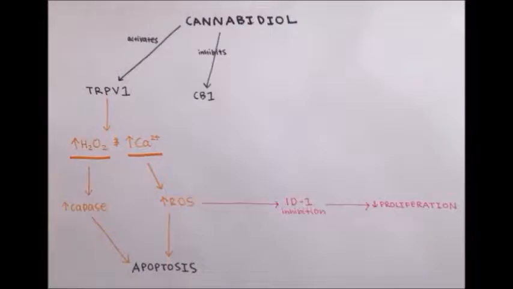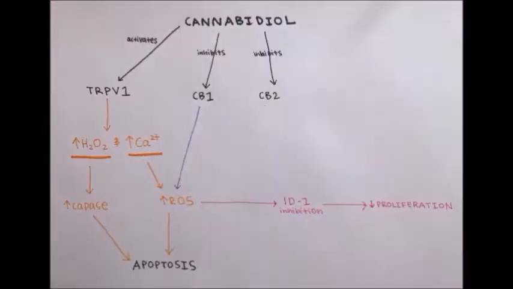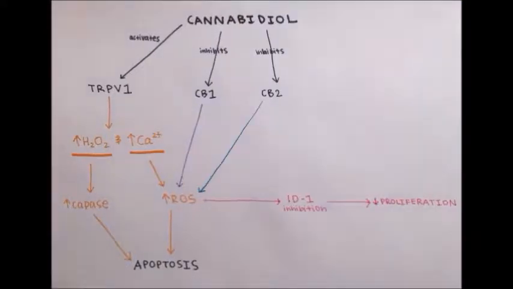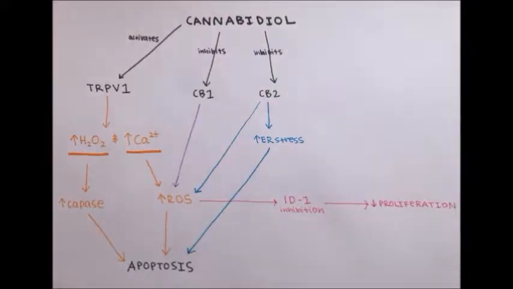Secondly, cannabidiol inhibits the CB1 receptor, which causes an increase in ROS. Cannabidiol also inhibits the CB2 receptor. This inhibition leads to both an increase in ROS and an increase in endoplasmic reticulum stress. This stress then forces the cell into autophagocytosis, followed by apoptosis.